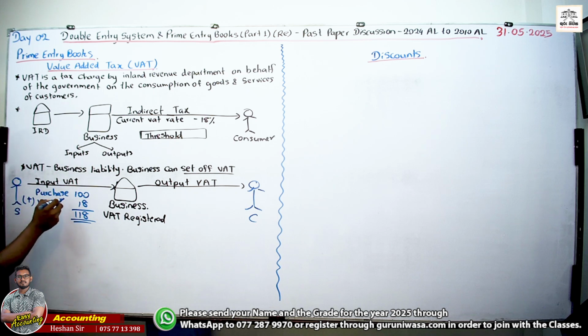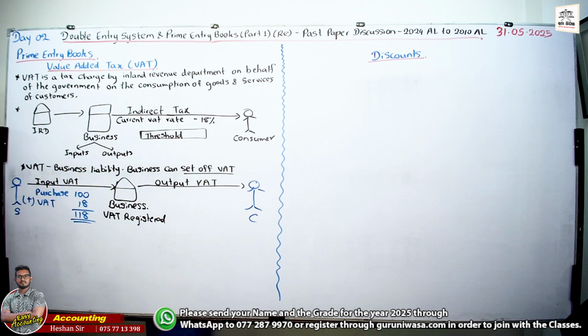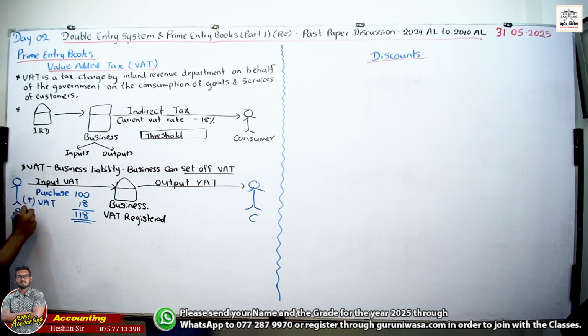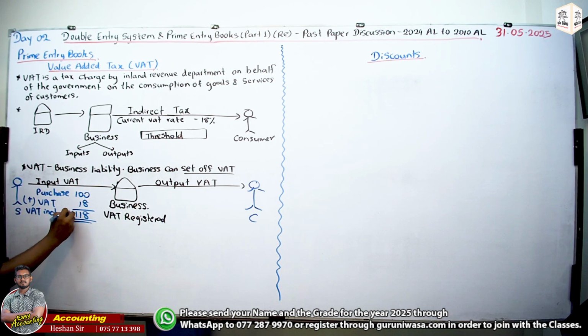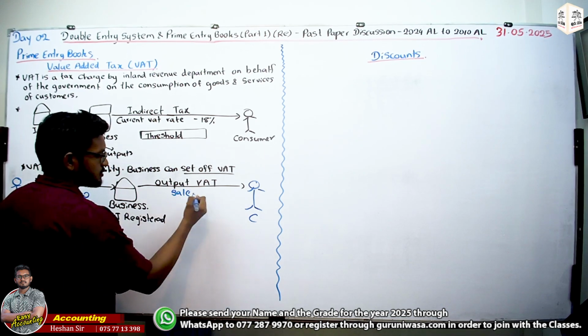Now, from our business perspective, we purchase 100 worth of goods, including 18 VAT. The total VAT-included purchase is 118. Think we made a sale to the consumer.